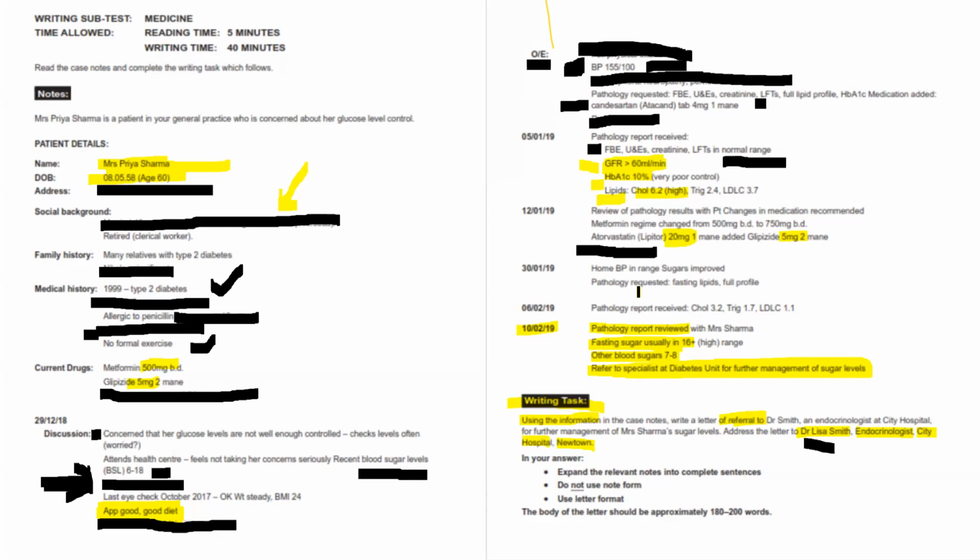What about pathology requested? Fasting lipid, full fasting and lipid full profile. We mentioned that before, it is not important. Okay. After 6 days, pathology report received: cholesterol, triglyceride, and low density lipoprotein. It is not important. Normal ranges, all of them are normal. But be careful, in the last mentioned data, you said that the cholesterol was high, and then you will not mention this again. So maybe the recipient would consider that the patient has a high cholesterol level. So be careful here.